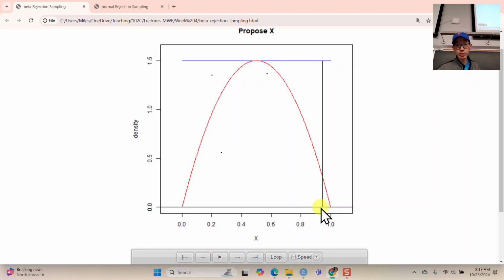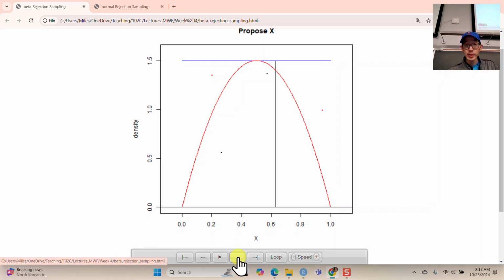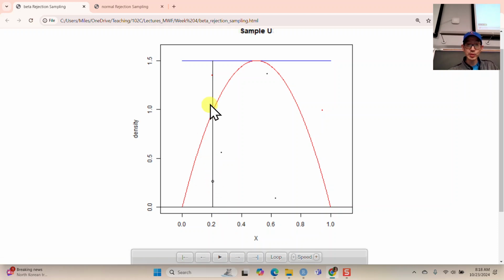Over here we're proposing a value of, say, 0.95, close to 1. The beta distribution rarely generates values close to 0.95. We'll generate a random value of u. It's above the red line, so we reject it. Here we propose another value around 0.62. We generate a random u here. It gets accepted. We propose a value near 0.2 again. This time, the random u that got generated is down here, so we're going to accept it.